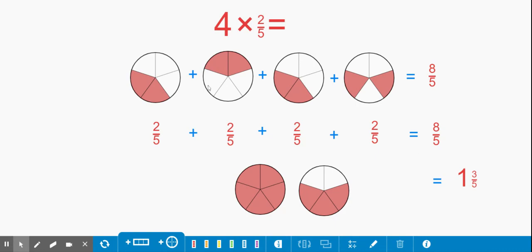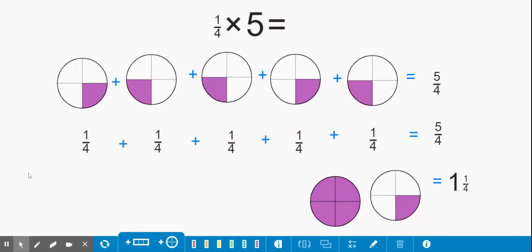If we were to combine those and add up all those fifths together, we get 8/5, which looks like this. If we make that a mixed number, that would be 1 3/5. This is another example of using repeated addition to solve a whole number times a fraction.